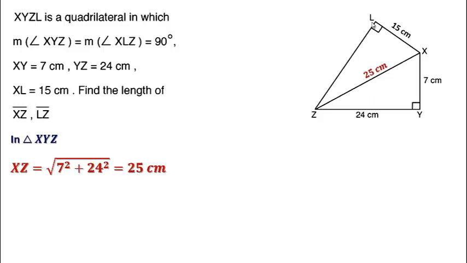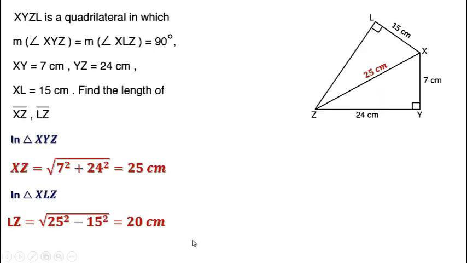And here, triangle LXZ. Now we have two sides and we want to get the third. The third here is a leg. A leg we get with the square root of hypotenuse square minus the other side square. Like this. So LZ equals 20 centimeters.